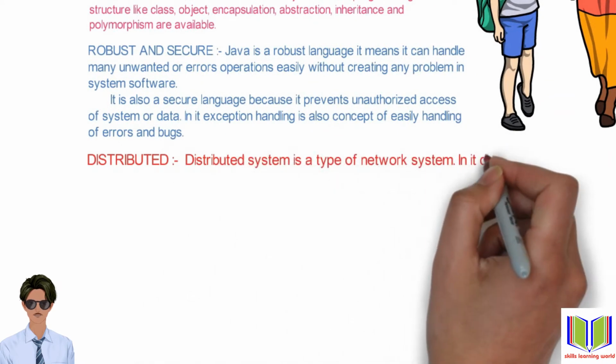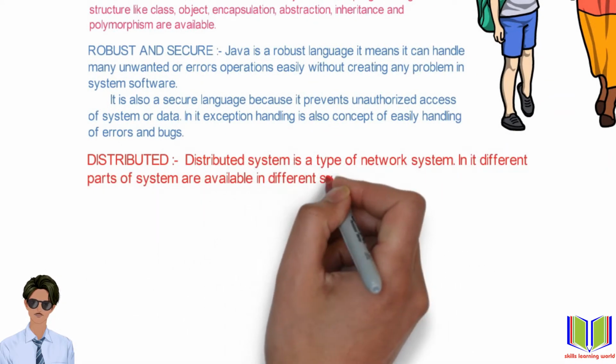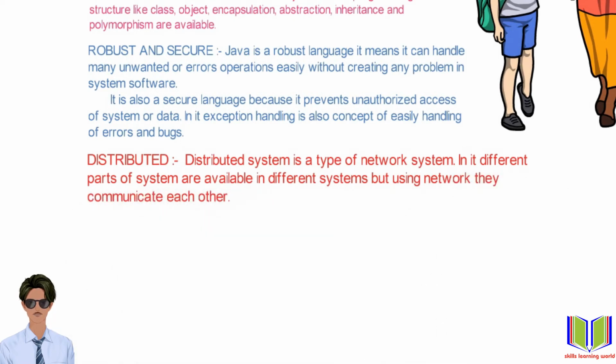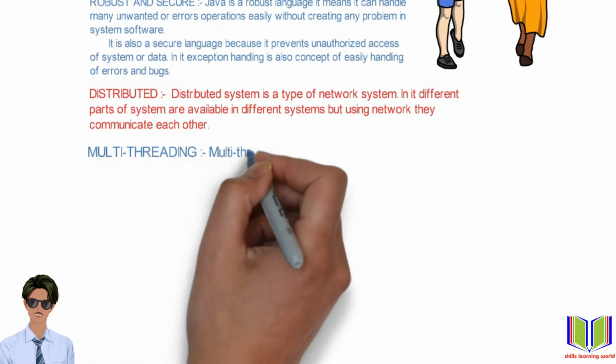Distributed system is a type of network system. In it, different parts of the system are available in different systems, but using the network they communicate with each other.